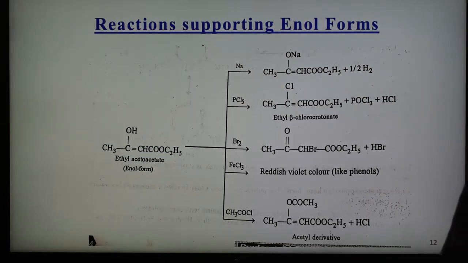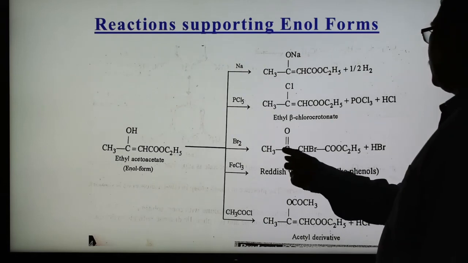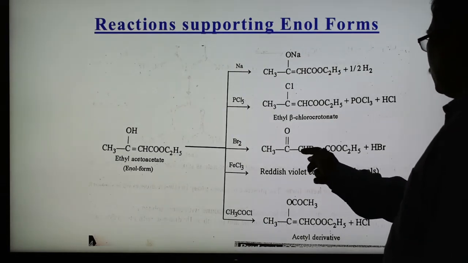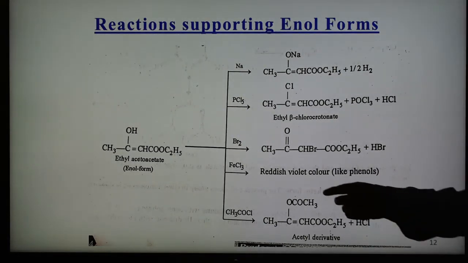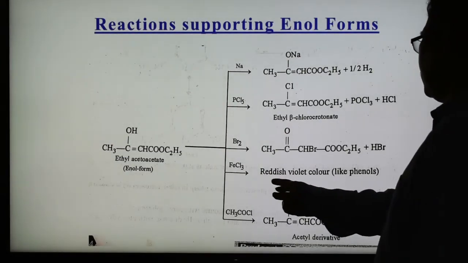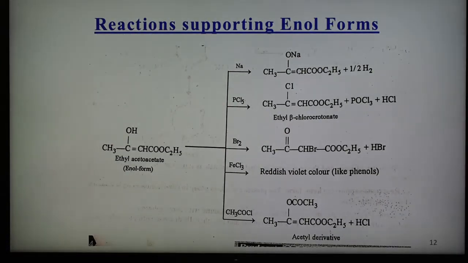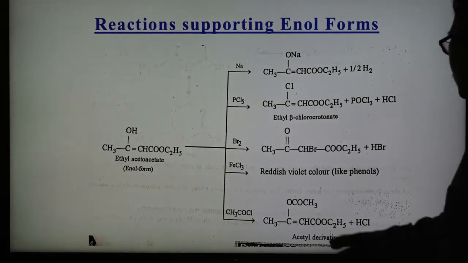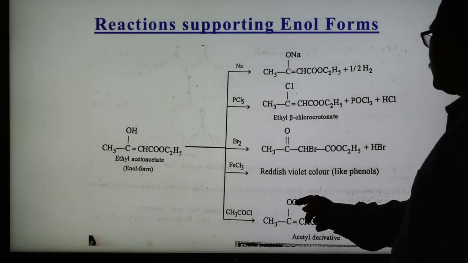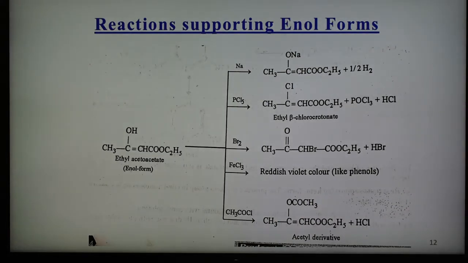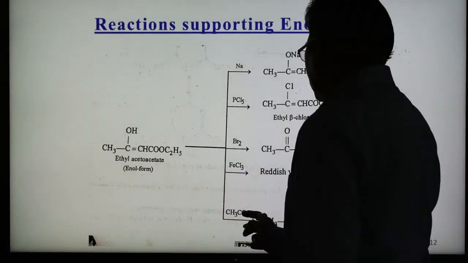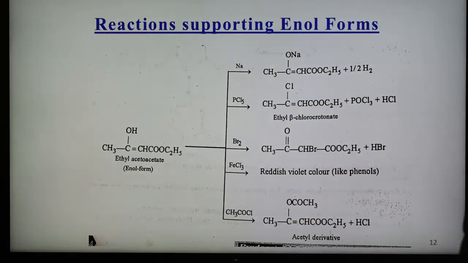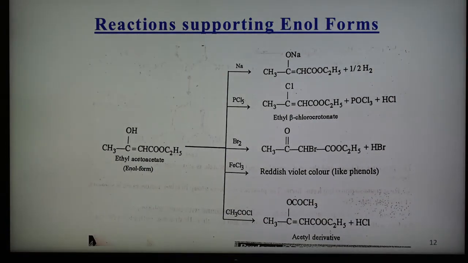When it reacts with bromine, a Br group is attached here and HBr is lost. When it reacts with FeCl3, a reddish violet color is formed, like phenolic compounds. And when it reacts with acetyl chloride, an acetyl group is attached here in place of H, and HCl is lost. So H from this and Cl from the acetyl chloride are lost, and the acetyl group comes here, forming the acetyl derivative. All these reactions support the enol form of ethyl acetoacetate.